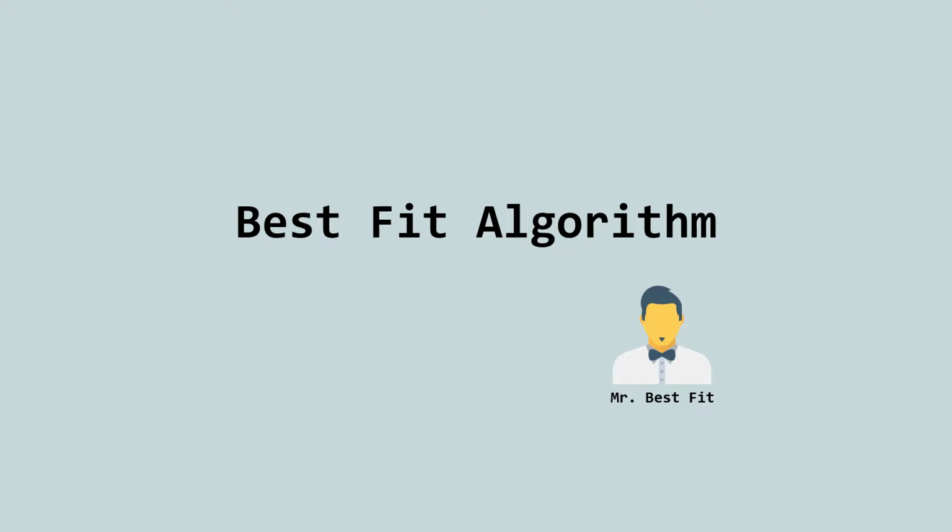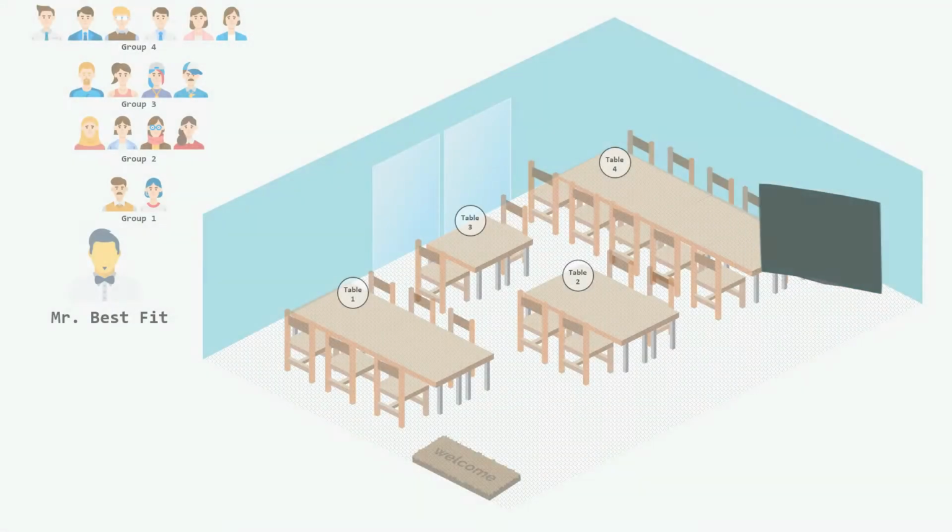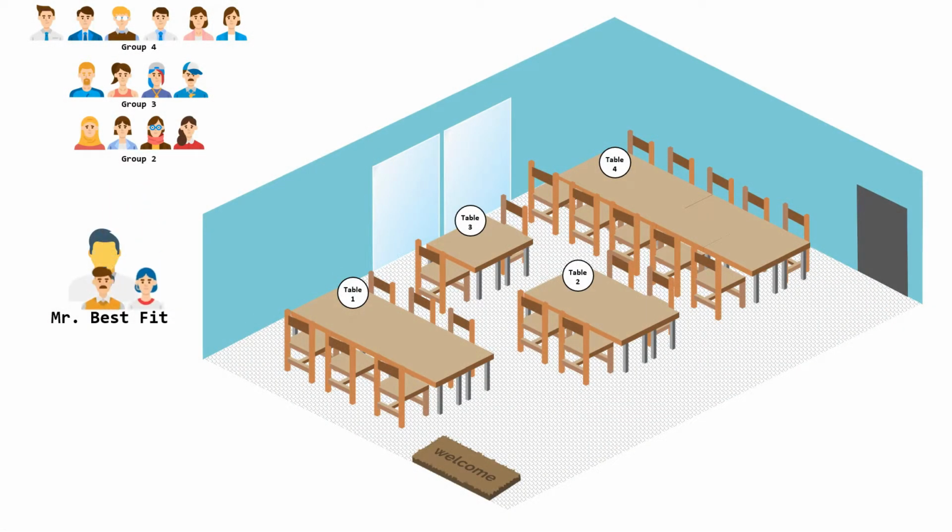Now, this is how a host will seat their customers following the best fit algorithm. This host does not care for speed, but is more focused on getting as many people into the restaurant as possible. The group 1 of 2 customers enter the restaurant.